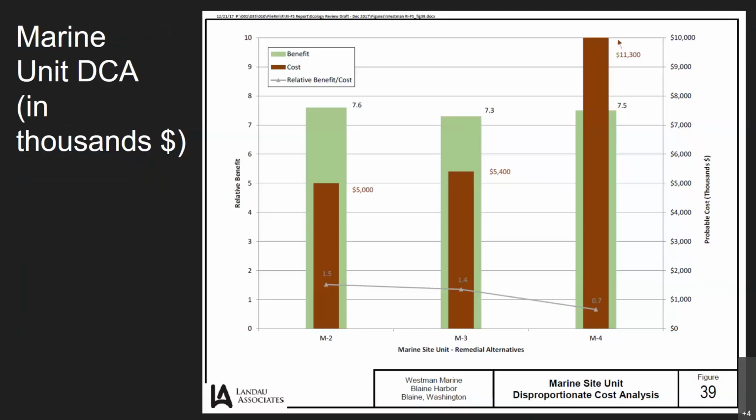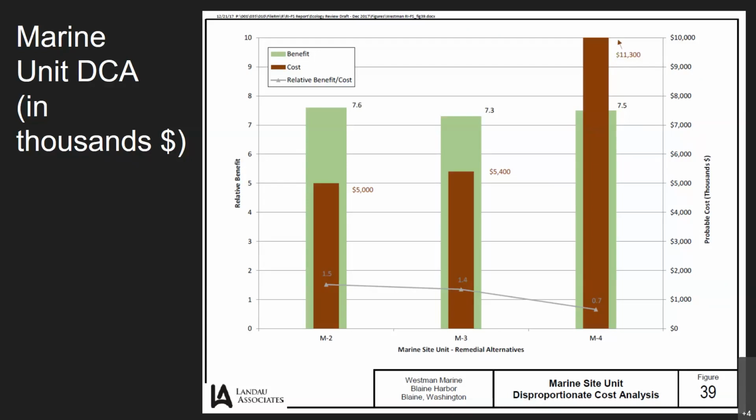So, moving on, here's what the options look like as far as that MTCA cost-benefit analysis. I have three histograms here, the green being the environmental benefit and the brown or orange being cost. You can see the M4 alternative on the right there, which basically involves dredging the entire harbor, is very, very expensive. And interestingly, the environmental benefits weren't that great. They didn't completely eclipse the other two alternatives.